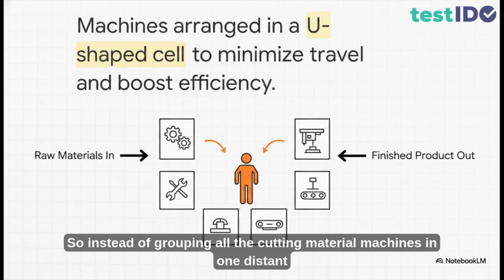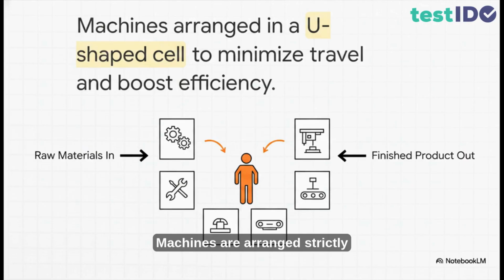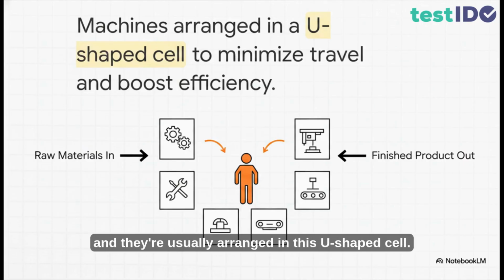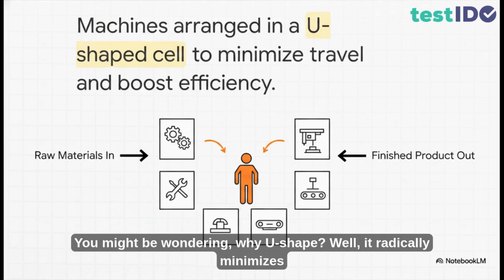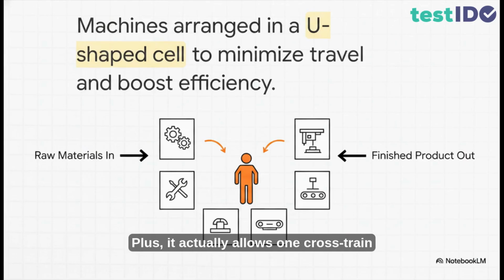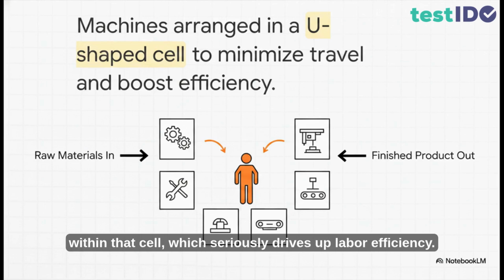So instead of grouping all the cutting machines in one distant department and all the assembly tables in some other building, machines are arranged strictly based on the exact sequence needed to make a specific product, and they're usually arranged in this U-shaped cell. You might be wondering, why U-shape? Well, it radically minimizes the physical travel distance for both the materials and the workers. Plus, it actually allows one cross-trained worker to easily pivot around and operate multiple machines within that cell, which seriously drives up labor efficiency.